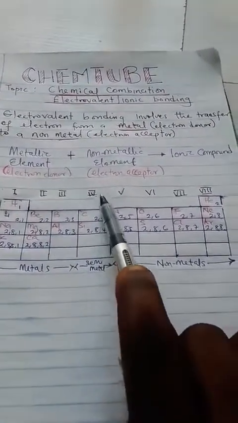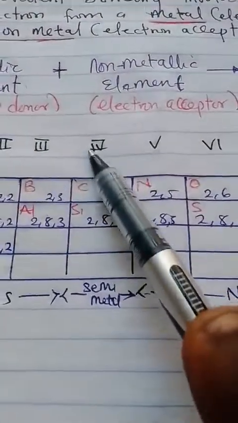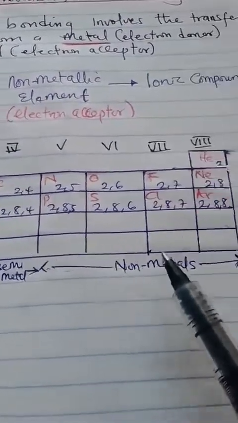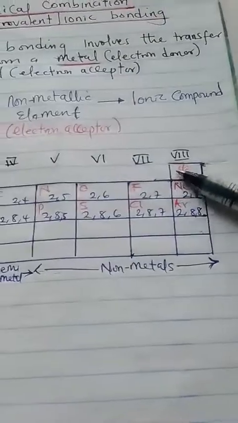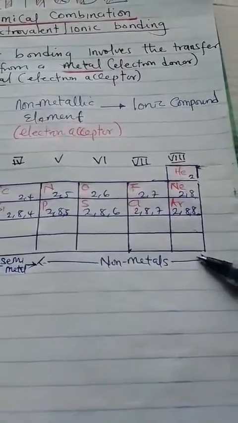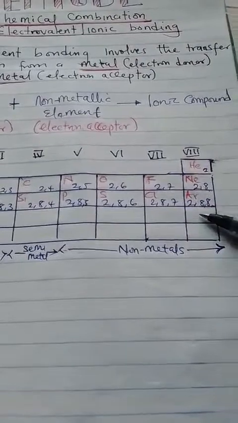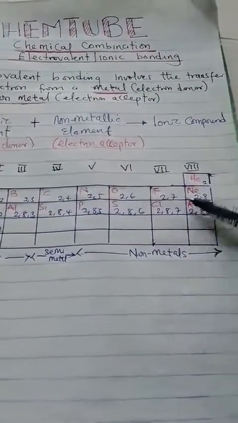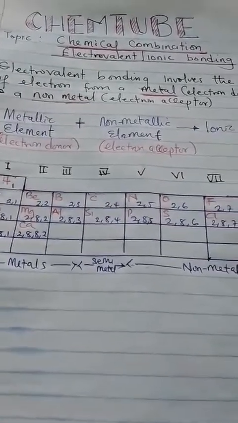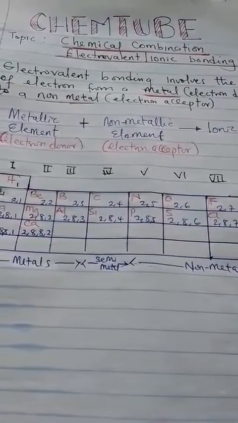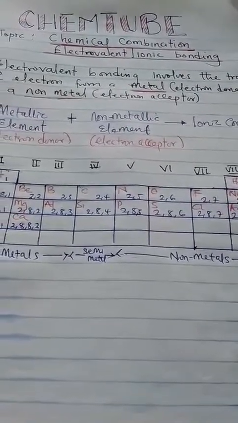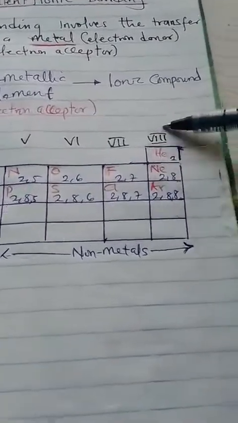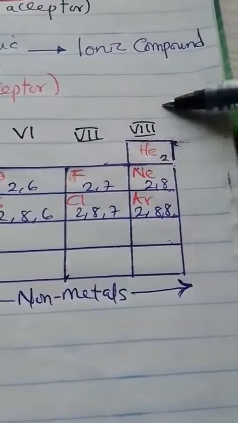Now the group 4 elements are semi-metals, while the elements from group 5 to group 8 are non-metals. But you should take note that the group 8 elements are called the noble gases. They are inert; they don't react. They have an octet structure. The essence of chemical combination is for an atom to have an octet structure, like the elements in group 8.